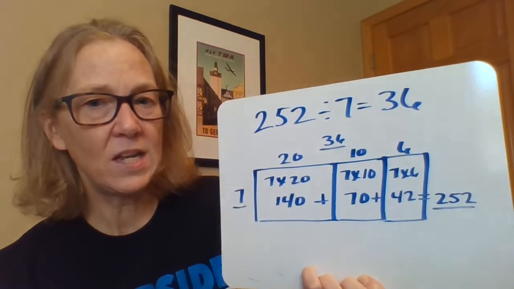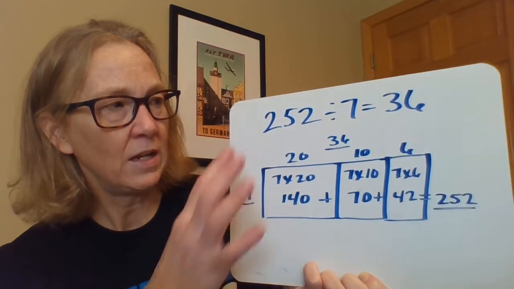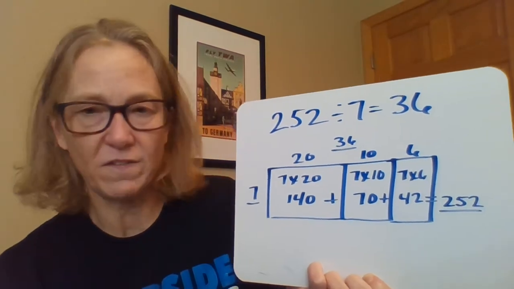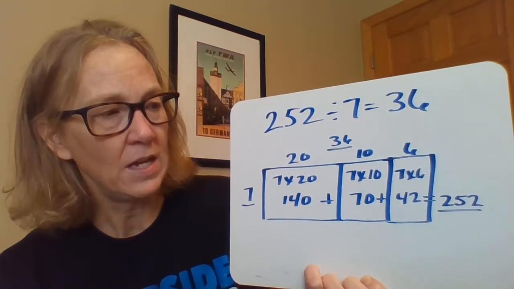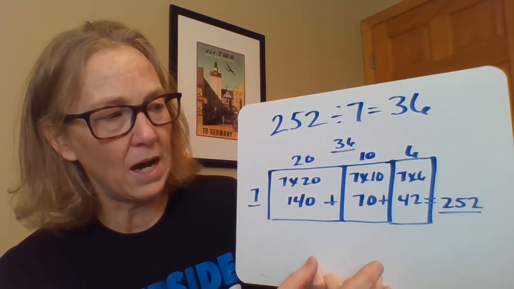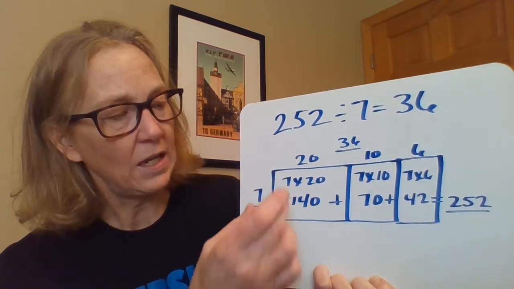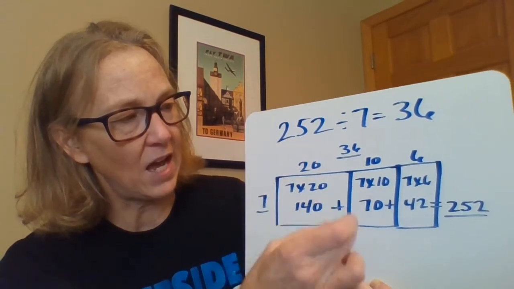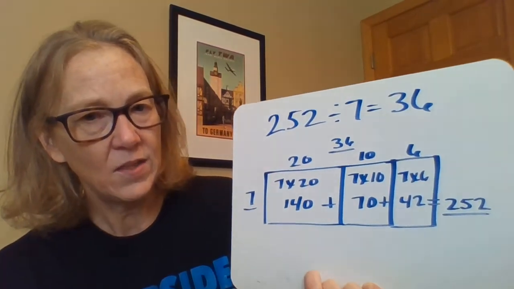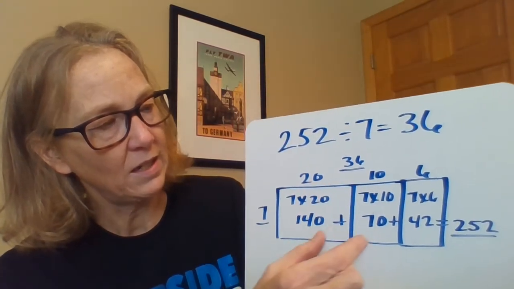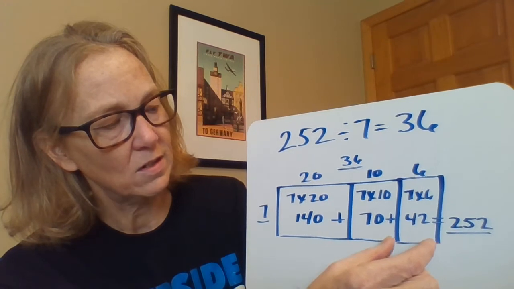All right, well, let's take a look at the same problem again. 252 divided by 7 equals 36. We found that out in the last example. This time, I broke my area model up into different chunks. Last time my chunks or smaller areas were 10, 10, 10, and 6. This time I decided to break it up into 20, 10, and 6.